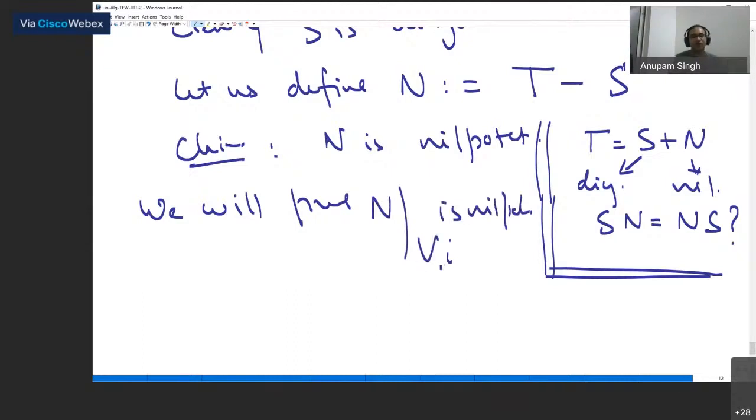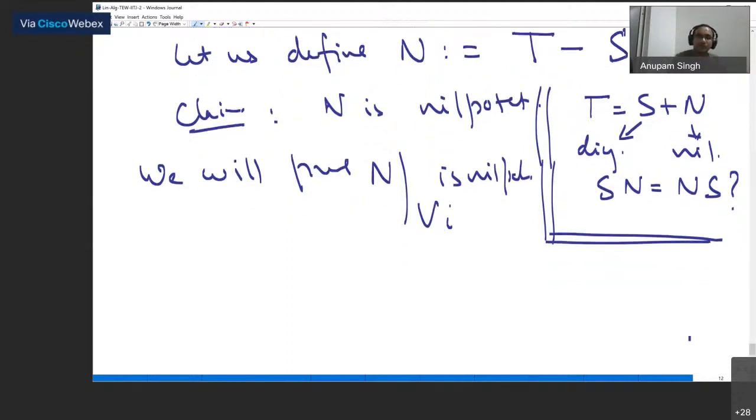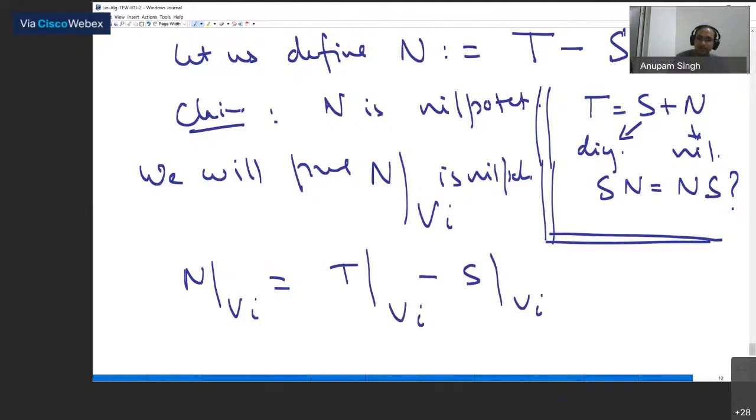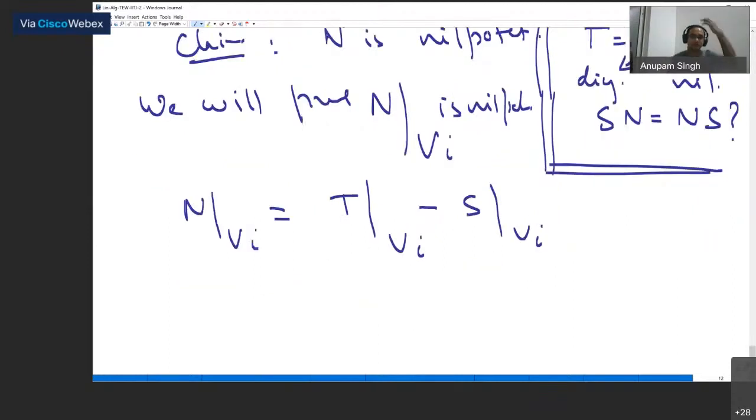And on each block, if it is nilpotent, then the total thing is nilpotent because there are only finitely many blocks, right? So to prove N restricted to Vi is nilpotent, we know that N restricted to Vi by definition is T restricted to Vi minus S restricted to Vi. So we can define this to be, let's say, Ni, just for simplicity, and this is supposed to be just Ti, and this is supposed to be Si, but Si, the way I have defined it, is just a scalar lambda times identity.